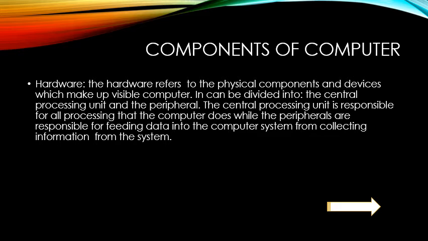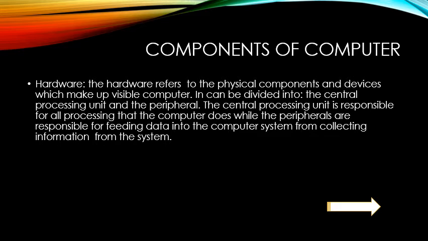We said the hardware are the physical components of the computer. It can be divided into the central processing unit and the peripherals. The central processing unit is responsible for all processing that the computer does, every data that comes into the computer. The central processing unit is the one that will process that data and convert it to information, while the peripherals are responsible for feeding data into the computer system, and collecting information from the system.